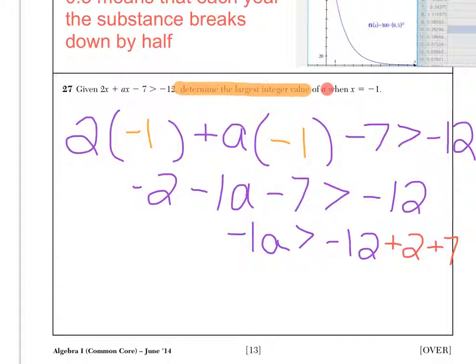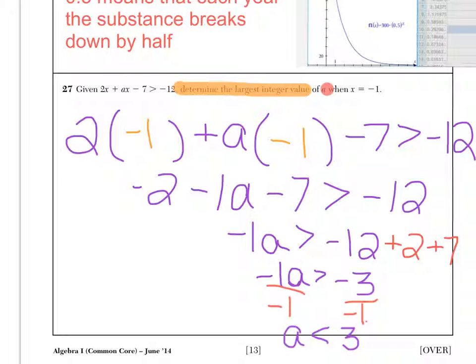Again, let's keep cleaning up our equation. On the right-hand side, group together the -12, the 2, and the 7, which gives us -3. Last and finally, we need to get A alone. We don't want -1A or -A. We want A. Let's divide both sides by -1. And, drum roll please, A is less than 3. Because whenever you divide both sides by a negative, the inequality sign flips.